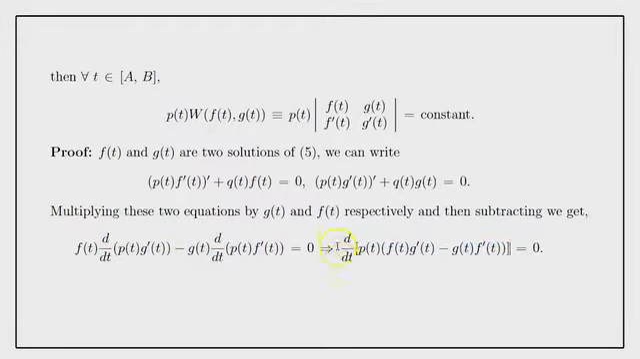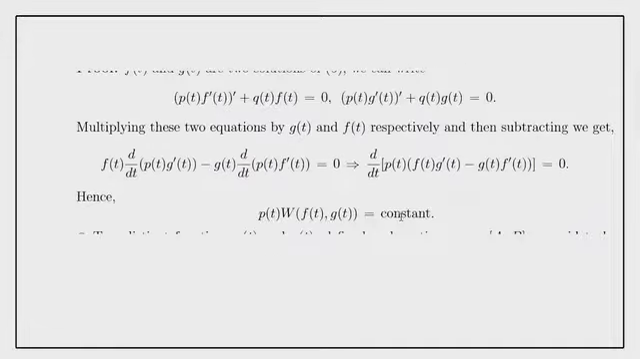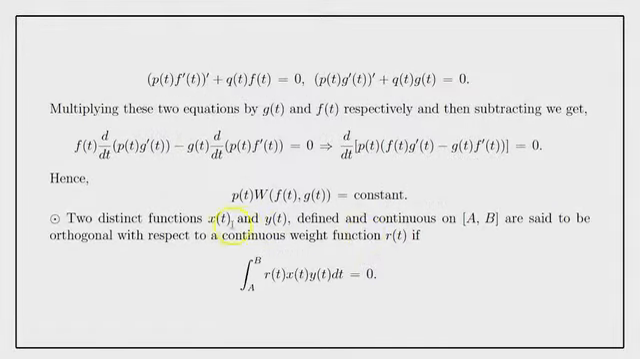So what you are getting here is d/dt of pt times (ft g dot t minus gt f dot t) equal to 0, and ft g dot t minus gt f dot t is nothing but this determinant, which we have defined here and denoted by W of f comma g. So therefore upon integration you find pt times W of ft comma gt is equal to a constant.